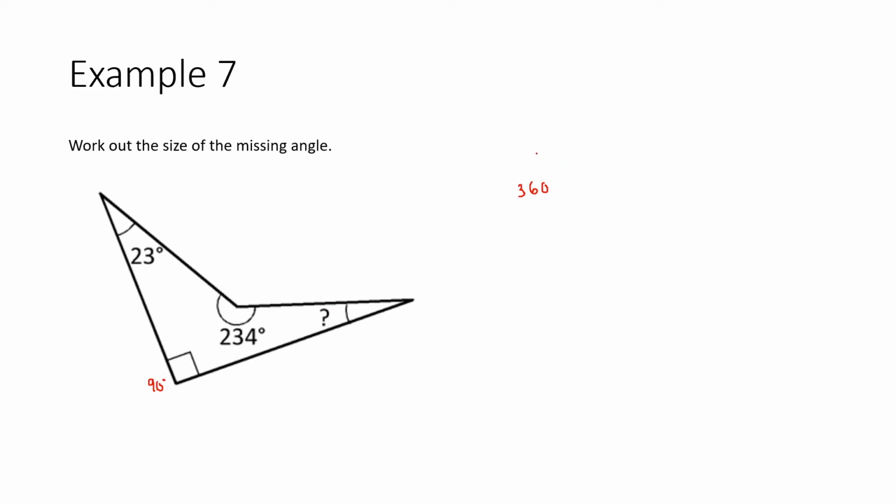So I'm going to do 23 plus 234 plus 90, and I'm going to get a value of, put the 0 there, of 347 degrees. So now I know that all 4 have to add up 360, so I do 360 subtract 347, and I get a value of 13. So our missing angle is equal to 13 degrees.